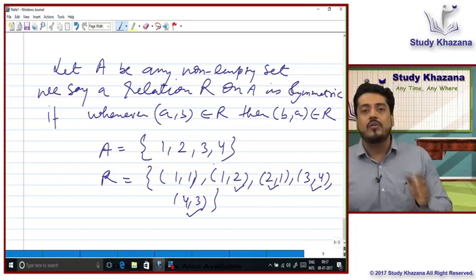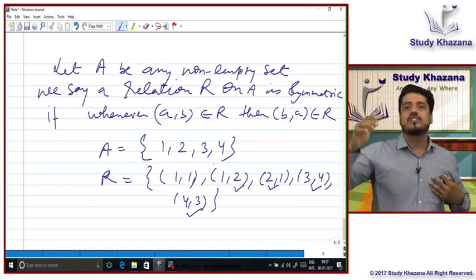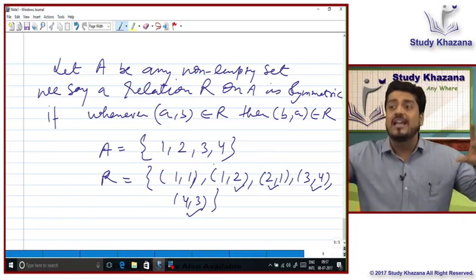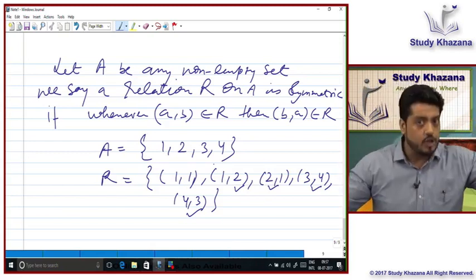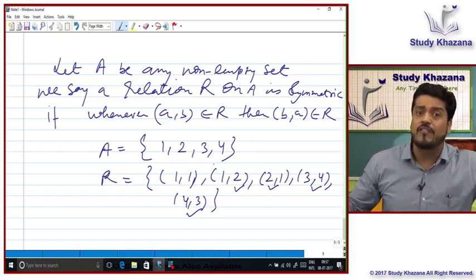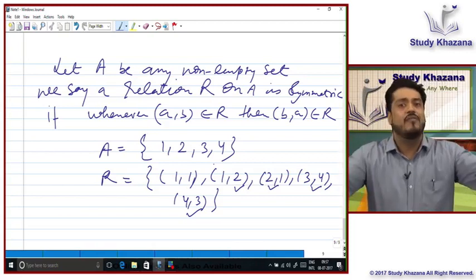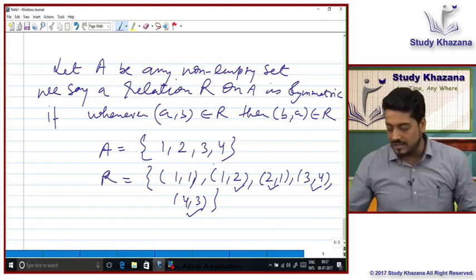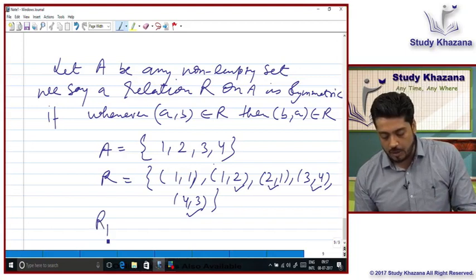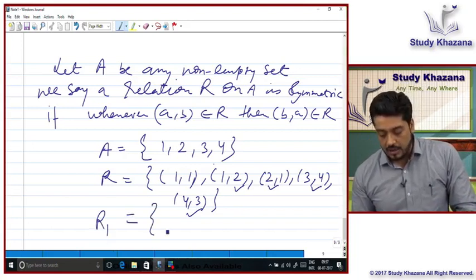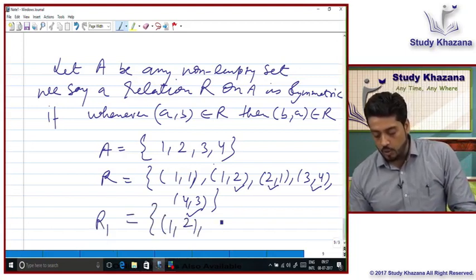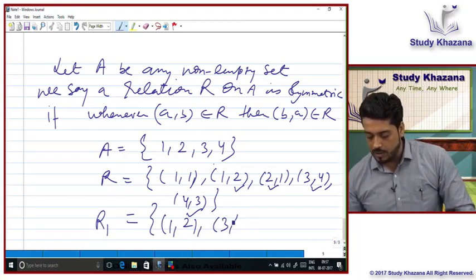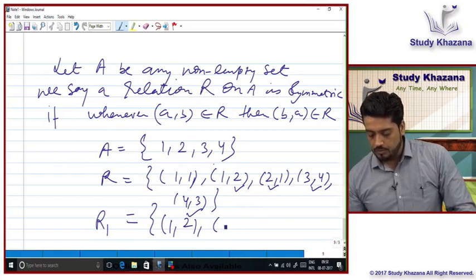Now, whenever we have to understand a concept, we should give one example in which the property is there, and one example where the property is not available. Only then can we compare and see where the problem is. Now let us define one more relation. Let us denote it by R1. The relation is {(1,2), (3,4), (4,3)}.